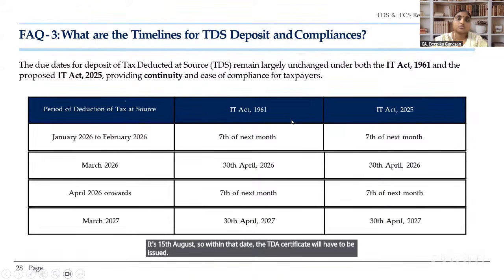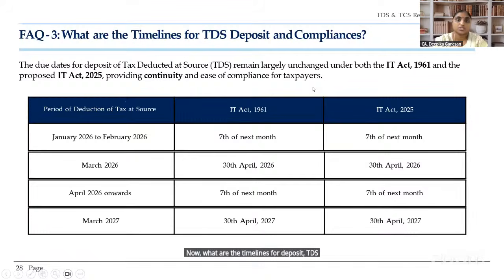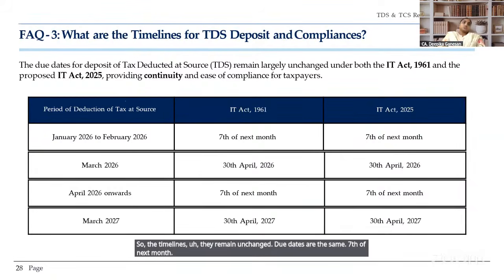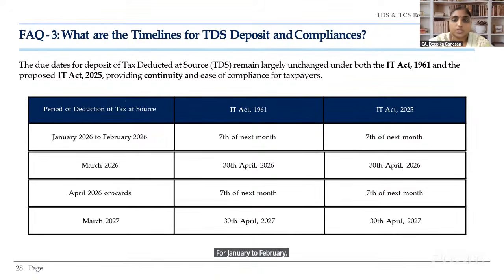Now, what are the timelines for TDS deposit and compliances? The timelines remain unchanged. Due dates are the same: 7th of the next month for January to February 2026. And in case of March, it is going to be 30th April for the 1961 Act as well as the 2025 Act. And from April 2026 onwards, automatically the Income Tax Act 2025 will apply. So it will be 7th of the next month only, and for March alone, it will be 30th April. So the timelines remain unchanged.